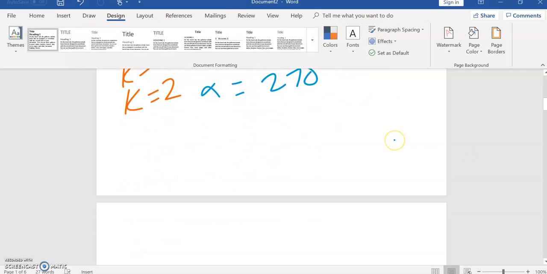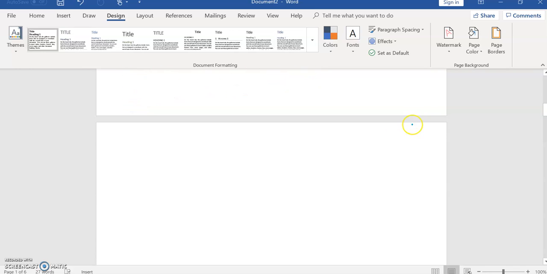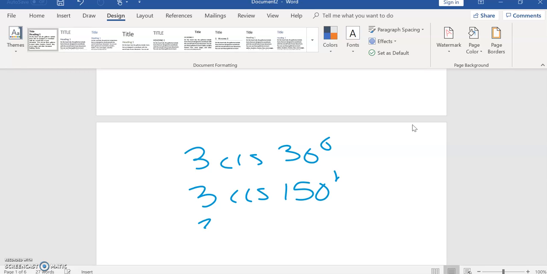So then I'm going to write these in trig form. They just get a 3 out in front of them. So I have 3 cis 30, 3 cis 150, and I can put a degree sign here, and 3 cis 270. And so those are my roots.